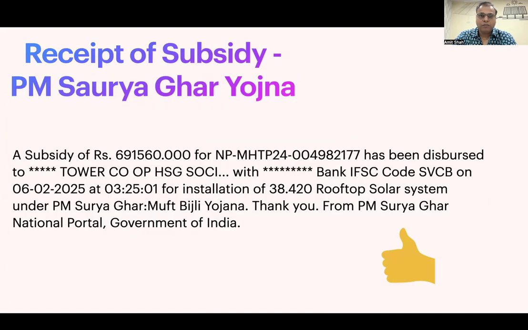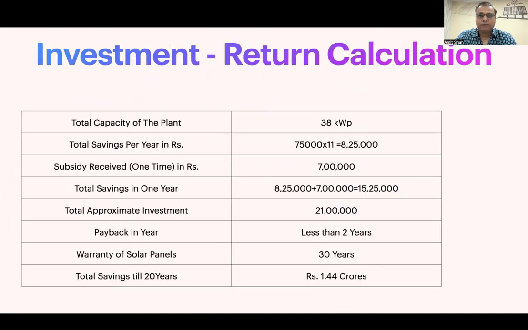Apart from that, the society has also received somewhere around 6 lakhs and 91,000 rupees of subsidy within a month from PM Surya Yojana. This is the exact message received by the society. You can check this message within a month of installation.